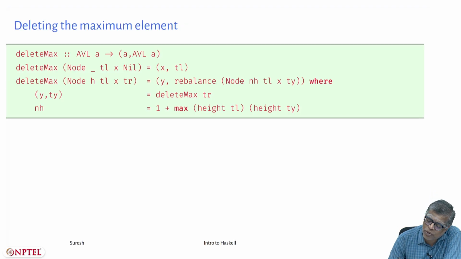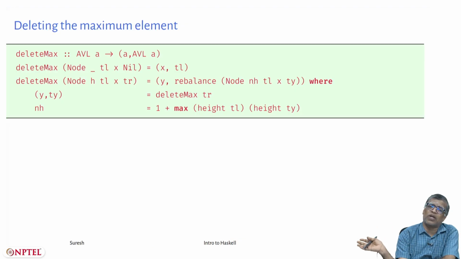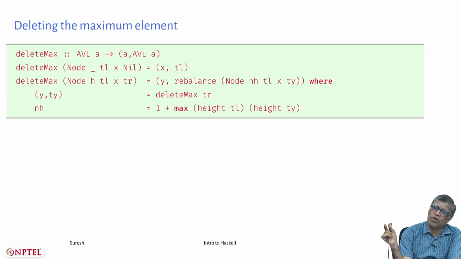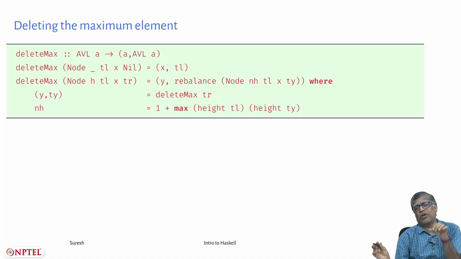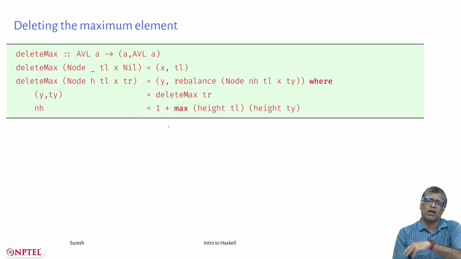So, rebalance of node NH TL x TY, where y comma TY is delete max of TR, and instead of TR you keep TY, but if you try to put together TL and TY you might have a problem. So, you will have to rebalance. NH is the new height. Earlier you had 1 plus max of height TL and height TR, which was stored at that node. Now you will store 1 plus max of height TL and height TY. Okay, this is all the things that you need to do, and you just need to do a rebalance here.